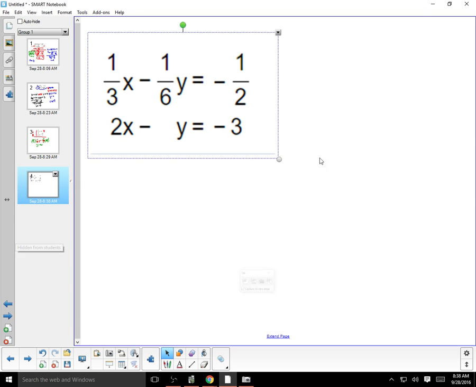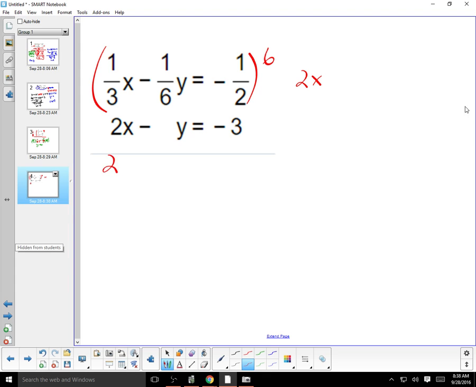I'm going to start by editing the top one because of the fractions. What is the common denominator? It's a 6, right? So the whole thing's going to get multiplied by 6. Looking at the first one, 3 goes into 6 twice, so 2 times 1 will be 2x. Looking at this one, the 6 are going to make 1, so that's just negative y. And then 2 goes in there 3 times. Oh, well, look at that. Why? Because it's the same line. Same equation, same line.